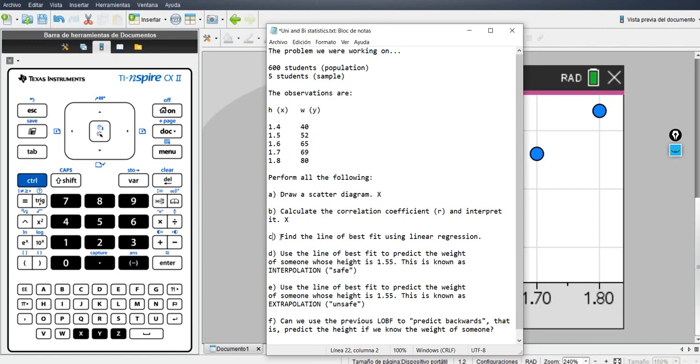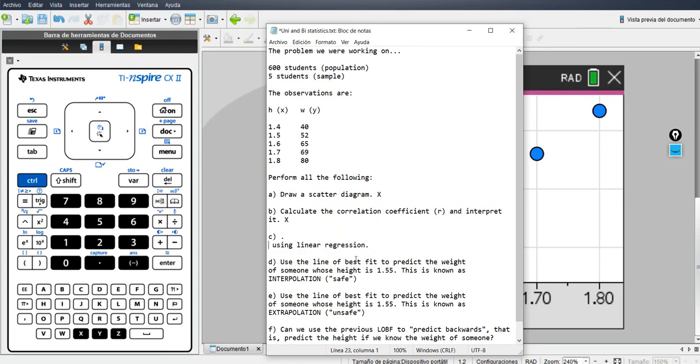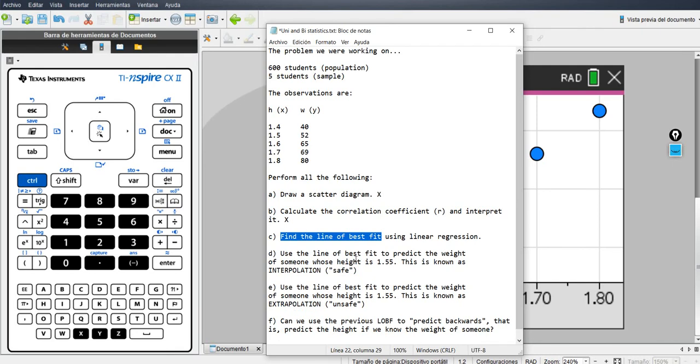Letter C, find the line of best fit using linear regression. At this moment I have explained to you what this is with a lot of precision. We have been talking about this idea of the line of best fit for 2 or 3 classes, and you must understand what it means at a conceptual level, at an intuitive level, and also with precision, right? Because we defined how to get this line of best fit.